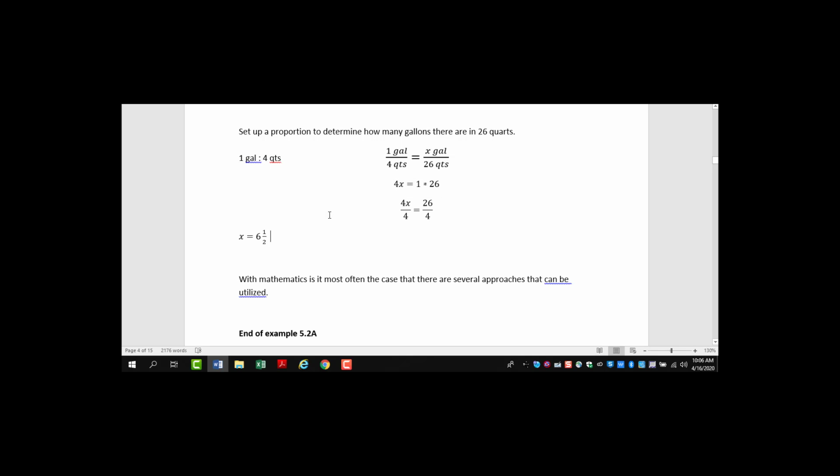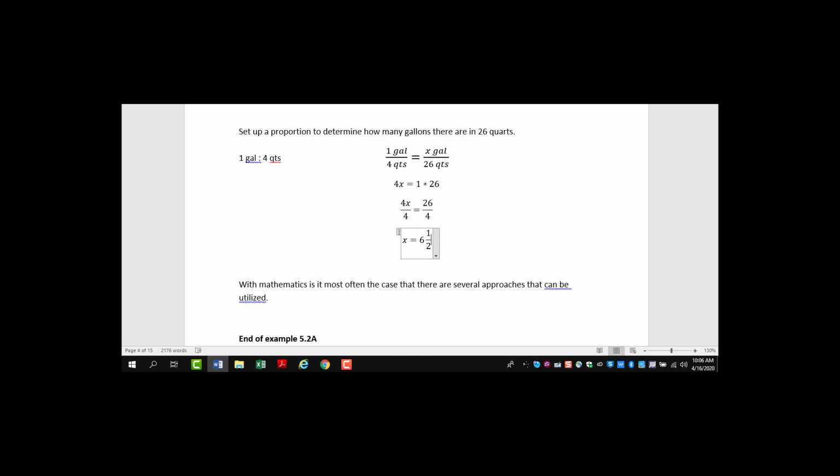So we can say that 26 quarts is the same as 6.5 gallons. Notice this ratio here and this ratio here are the same. Just like 1/2 equals 2/4, 1/4 equals 6.5 over 26.